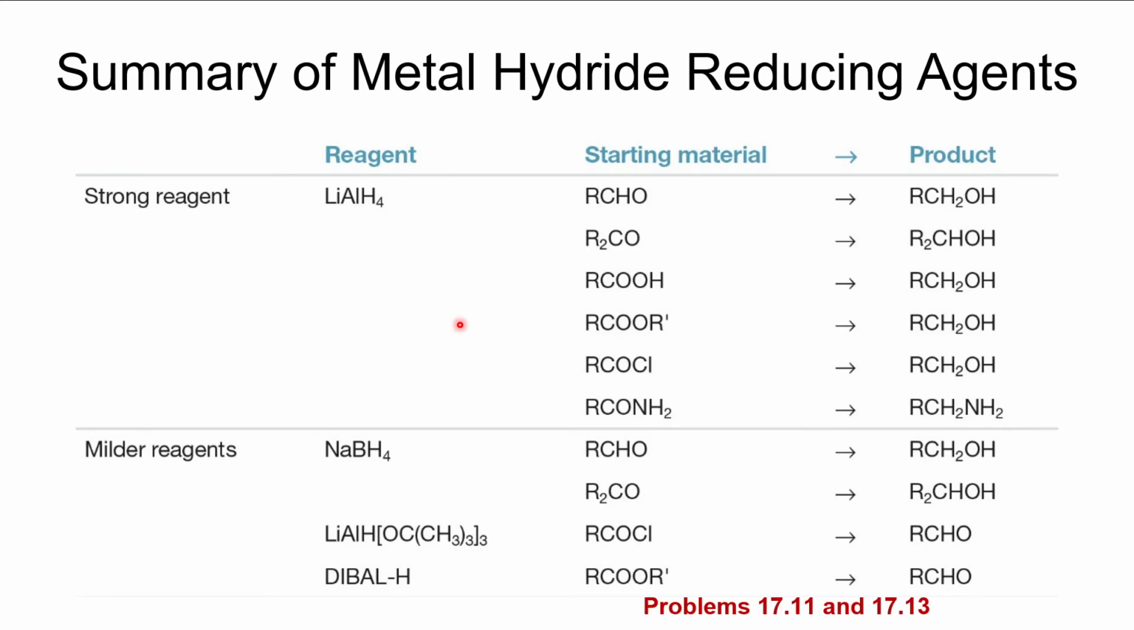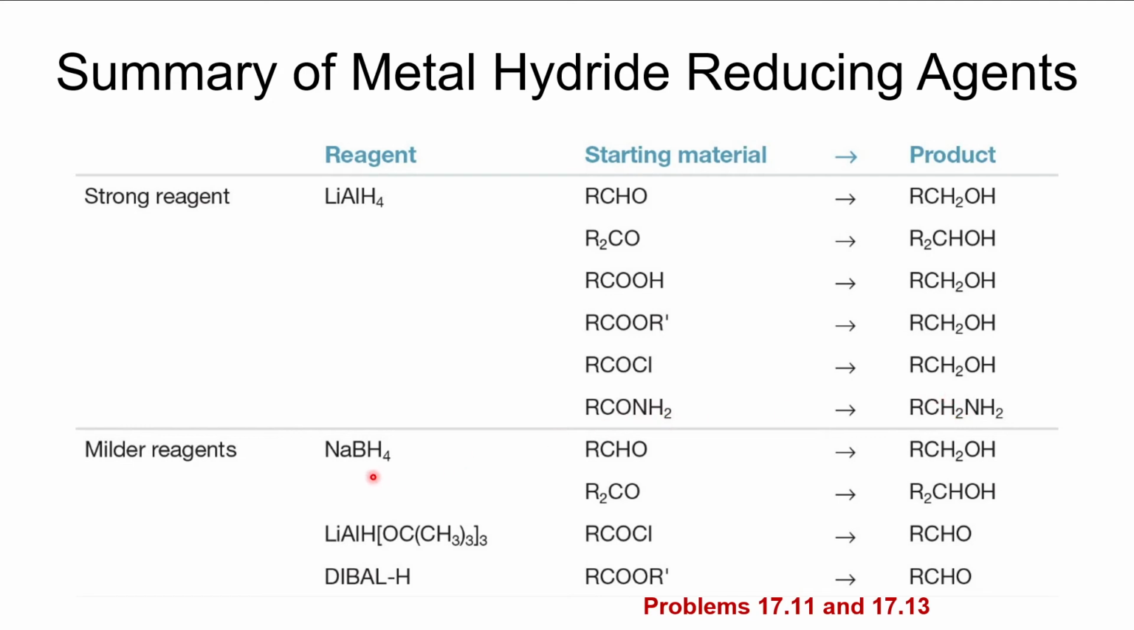So here is a summary of the metal hydride reducing agents. Lithium aluminum hydride, again, it's the sledgehammer of reducing agents. It will reduce aldehydes to alcohols. It'll reduce ketones to alcohols, carboxylic acids to alcohols, esters to alcohols, and acid chlorides to alcohols. With amides, it's a little bit different. It won't go to an alcohol. It will go to an amine.